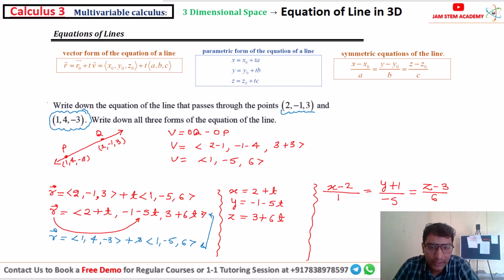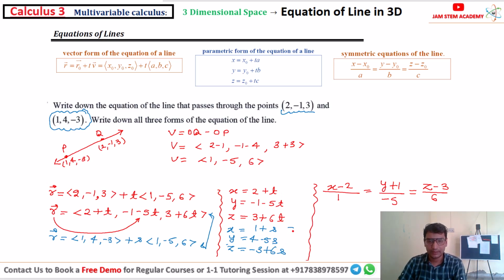So both are the same. This and this, both are correct. Okay, corresponding to this, you will get x equals 1 plus s, y equals 4 minus 5s, and z equals minus 3 plus 6s. Okay, that is also correct. Either you write it that one or this one, both are okay.